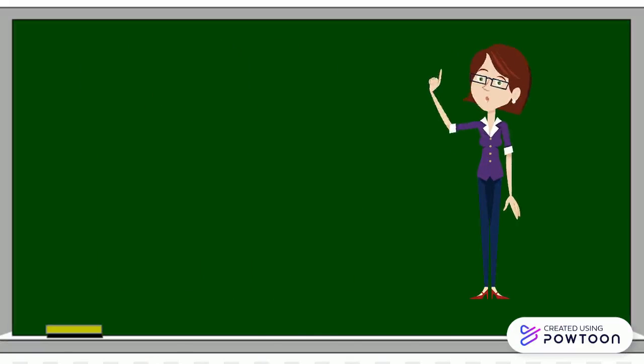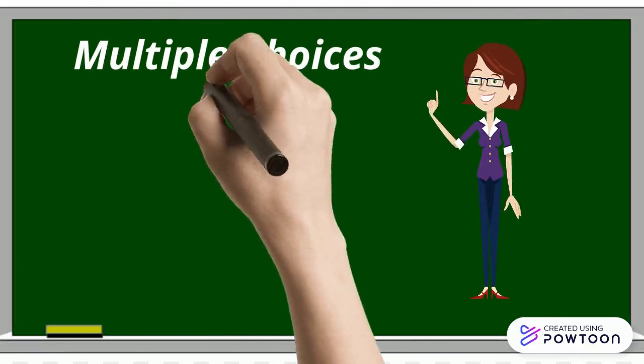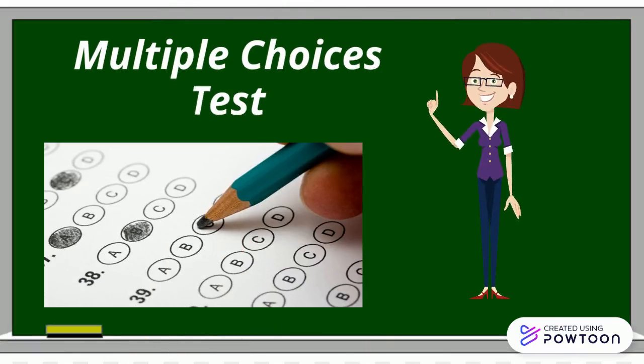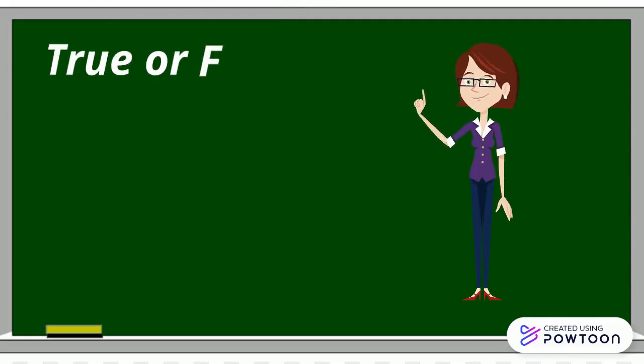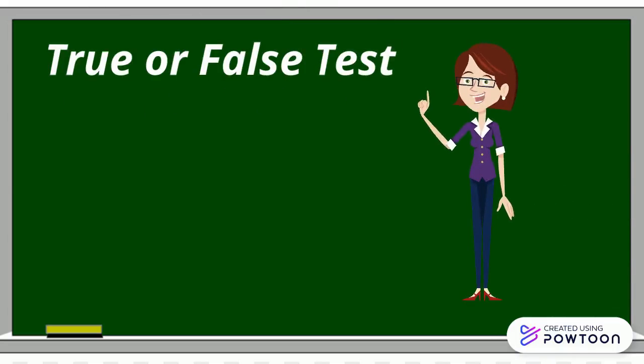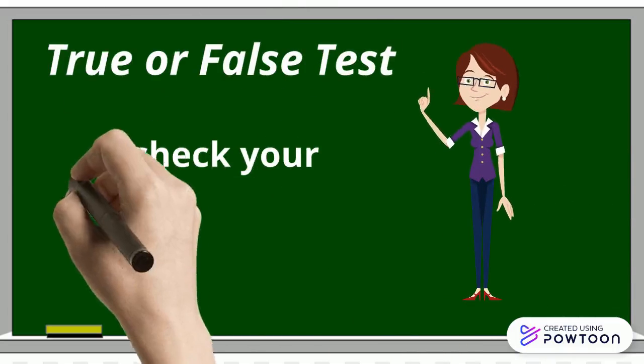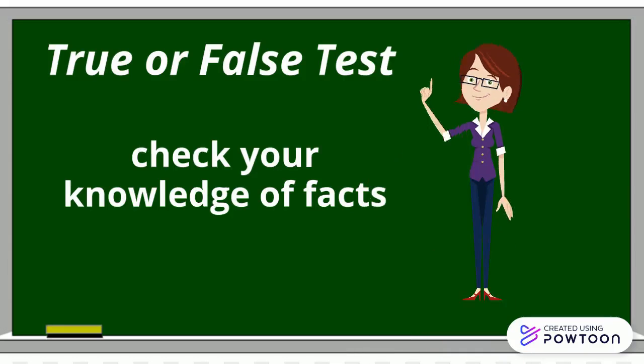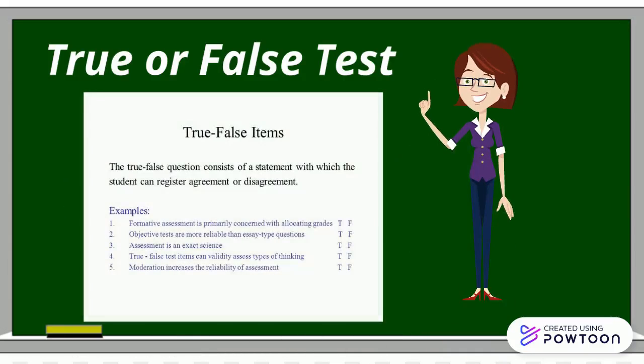The second example is the multiple choice test. In multiple choice tests, the test taker is supposed to select the best choice among a set of 4 or 5 options. The third example is the true or false test. True or false tests check your knowledge of facts, general study skills, and best practices applied to studying for true or false tests.